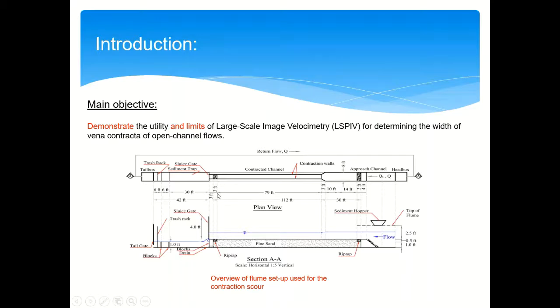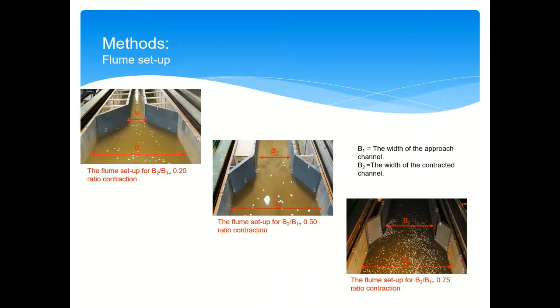Here is an overview of the flume setup that we used for this investigation. This flume was 80 feet long, 8 feet wide, and 4 feet deep. Three different contraction ratios were investigated in this study, which involved 19 experiments, including different discharges and bed conditions, such as fixed bed and erodible bed.